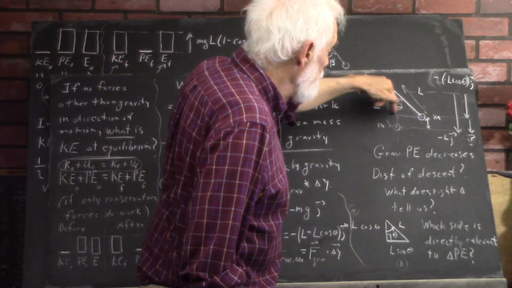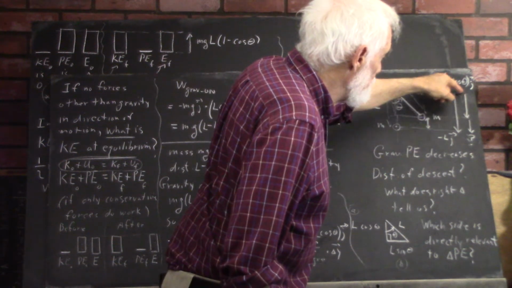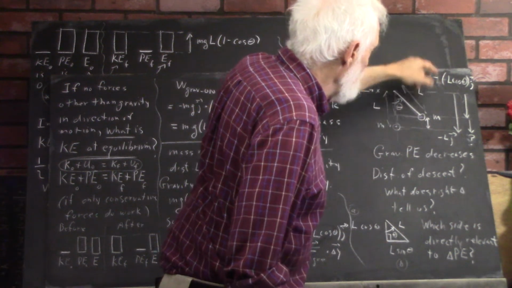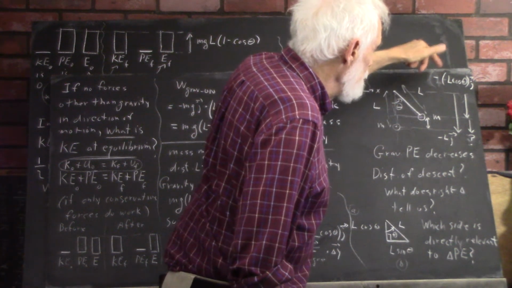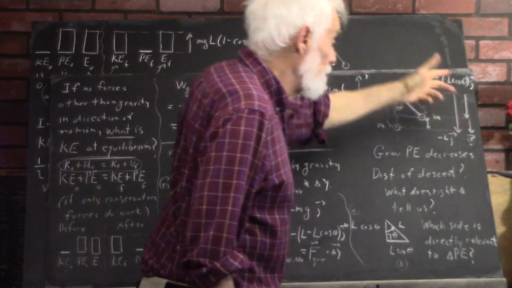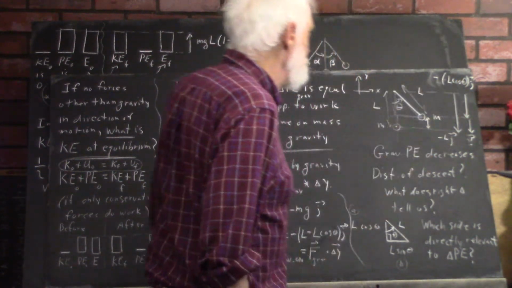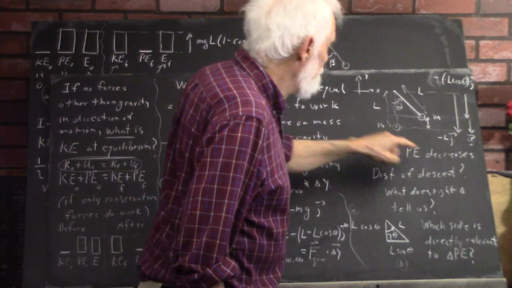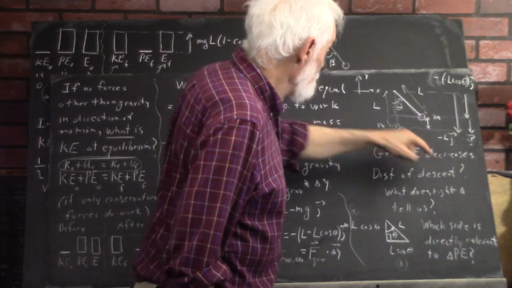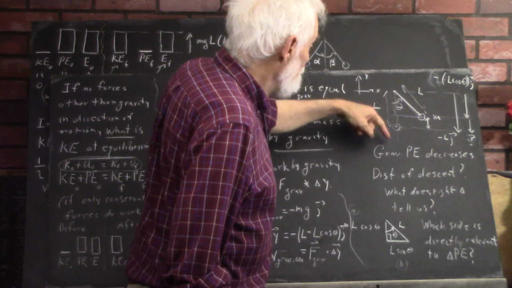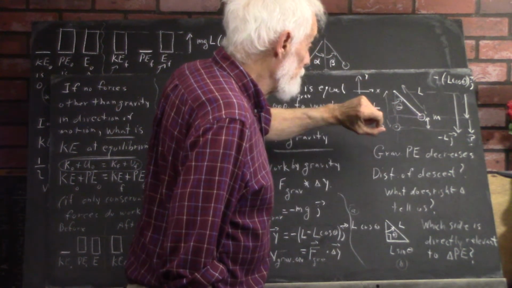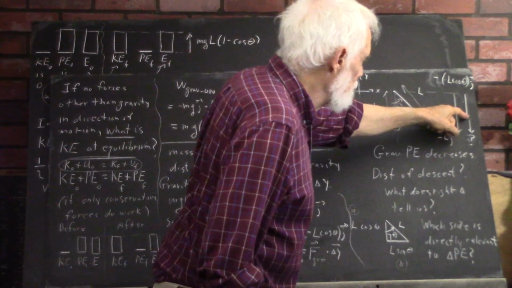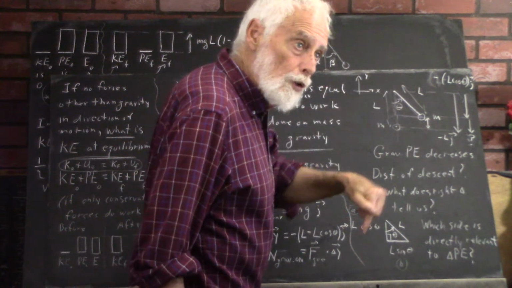From here down to here, we could represent with a vector of length L cosine theta, and that vector I say is negative L cosine theta times the j vector. That's this vector. Okay? The vector from here down to here is negative L times j, because the length of the pendulum is L, that's going to be this distance. So then the question is, what's this? And this vector represents the change in the y-coordinate.